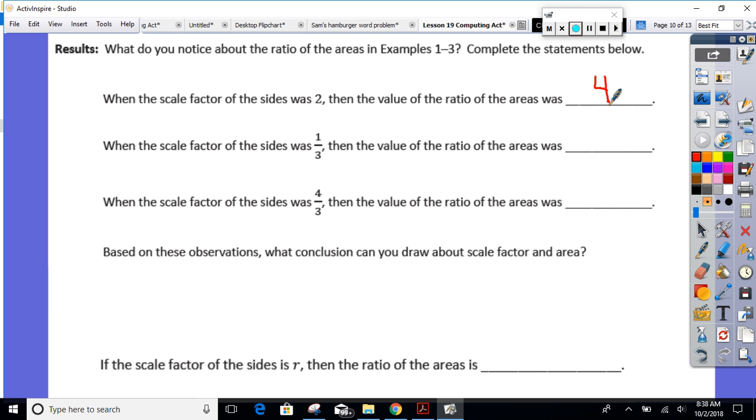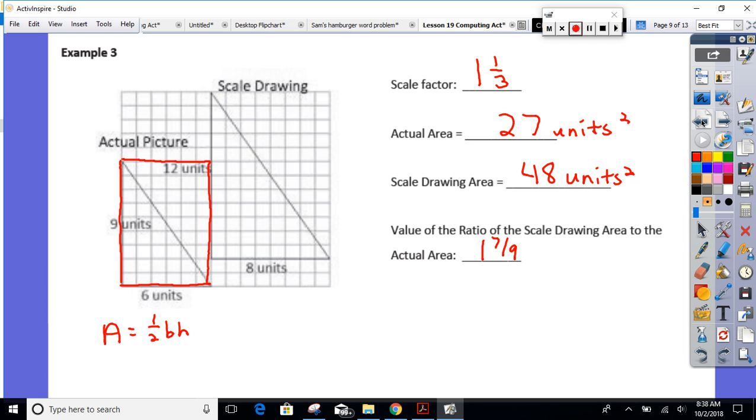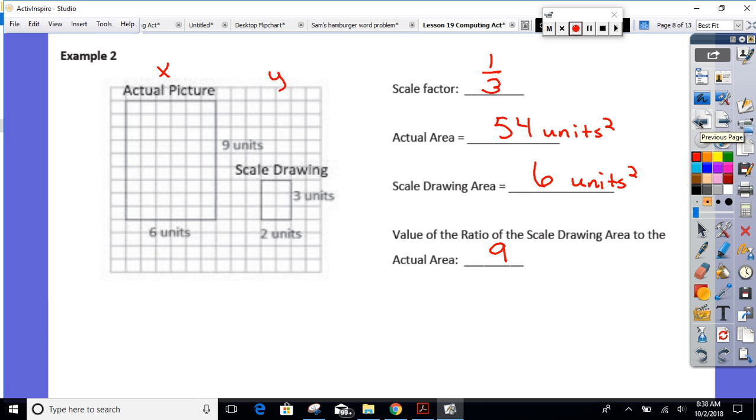What are we supposed to look at? Did we say it was 9? If we did, it was wrong. We did say it was 9. It's not 9. If we take the ratio of the scale drawing area to the actual area, sorry, we need to go back here. It's 6 over 54, not 54 over 6. What does that make the ratio? Emily? It's 1/9.